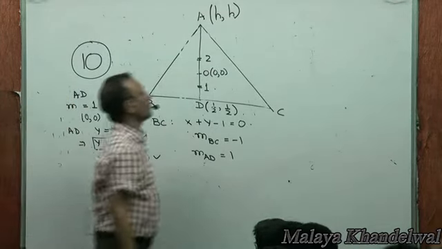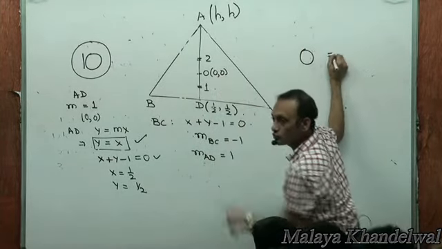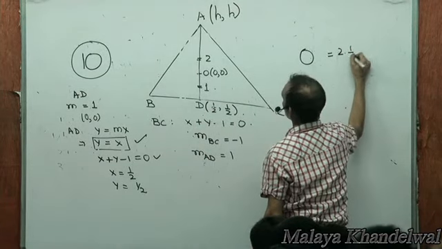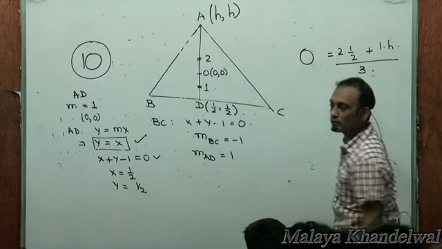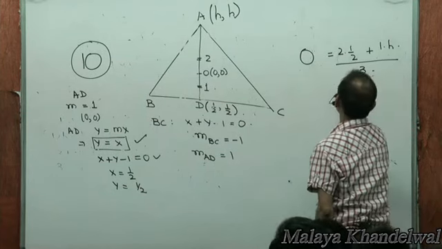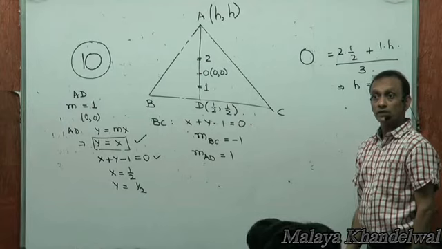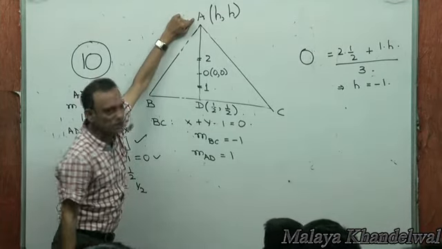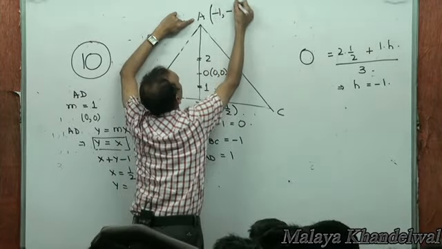Now, using section formula, 0 equal to 2 into half plus 1 into h divided by 2 plus 1. Yes or no? Section formula. So this gives me h equal to -1. Right? Therefore, I know the coordinates of A: -1 comma -1.